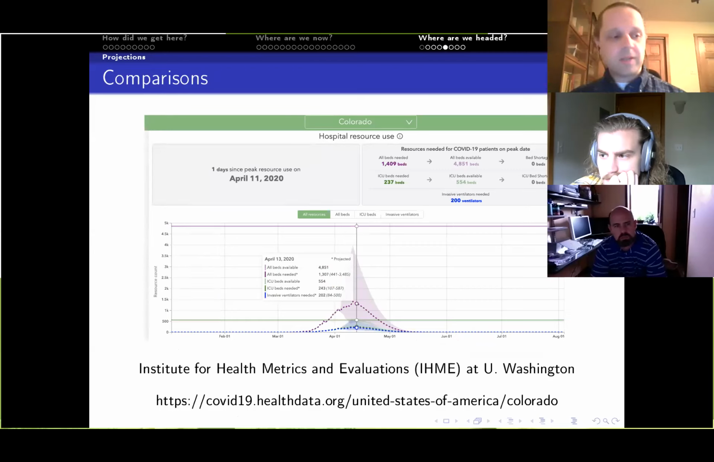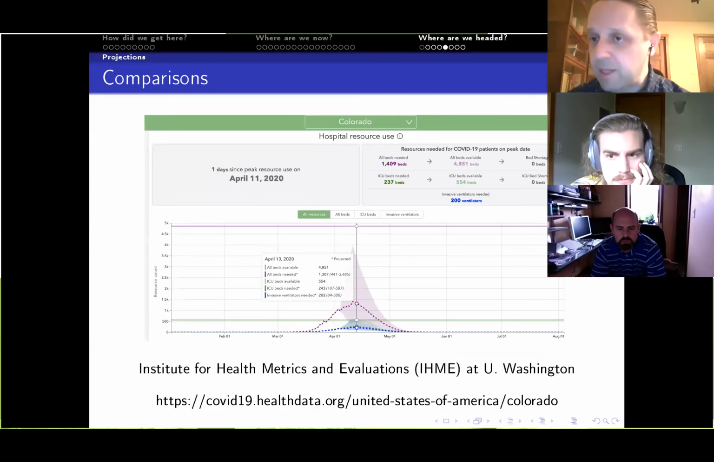Those are the features that we're trying to include. I did want to make a brief mention about comparison with this IHME model, because it's something I've seen in the news a lot. There was even an interview with one of the directors, Chris Murray, on 538, if you follow Nate Silver's statistics website.